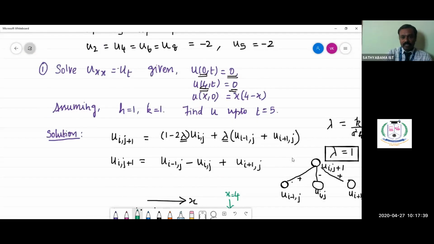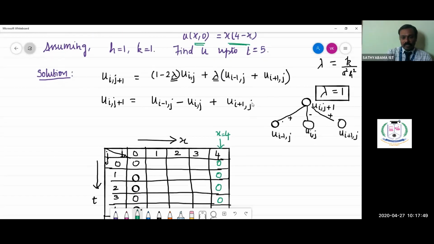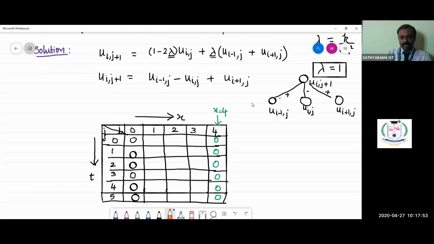And the last boundary condition, when t is 0, u is x into 4 minus x. So this is the row corresponding to t equal to 0. If you take the first row, here x value is 0. Substituting x is equal to 0, it is 0. Give x is equal to 1: 1 into 4 minus 1, 3. Next give x is equal to 2: 2 into 4 minus 2, 4. Next give x is equal to 3: 3 into 4 minus 3, that is 3.